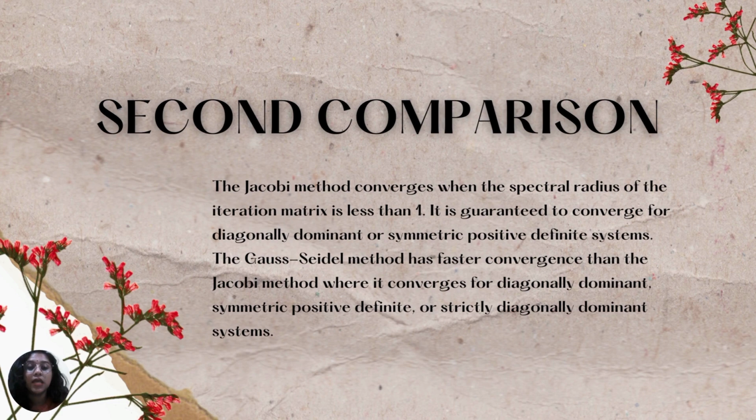The second comparison is, the Jacobi method converges when the spectral radius of the iteration matrix is less than 1. It is guaranteed to converge for diagonally dominant or symmetric positive definite systems. The Gauss-Seidel method converges faster than the Jacobi method, where it converges for diagonally dominant, symmetric positive definite, or strictly diagonally dominant systems.